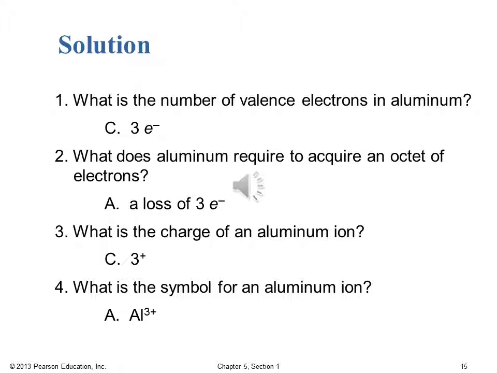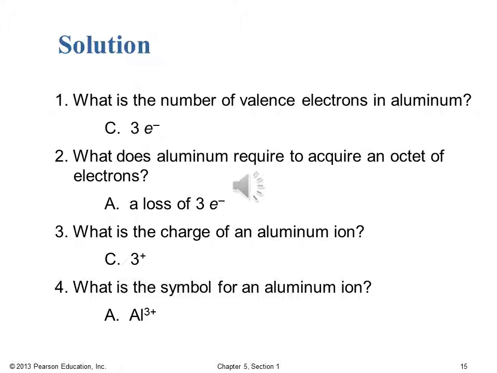Number 2, what does aluminum require to acquire an octet of electrons? Well, it needs to lose those 3 electrons. It's a metal. It's easier to lose 3 than to gain 5 to get to an octet, right? So metals tend to lose because they tend to have less than 5, or less than 4, really, for most metals. Although when we get down to tin and lead, we'll see that we can lose 4. But we tend to have 4 or less electrons, we'll say, and so it's easier to lose them than to gain.